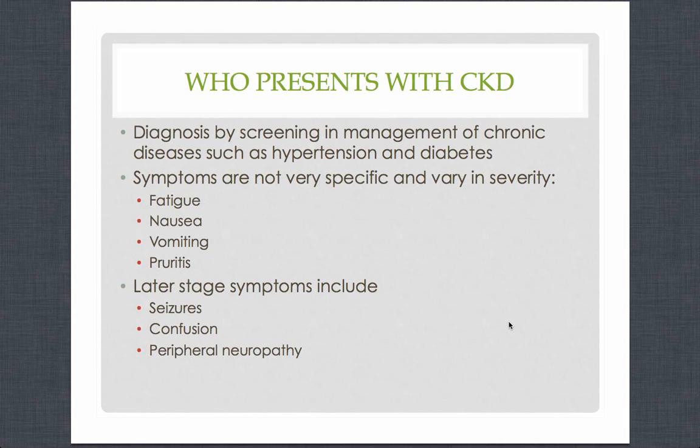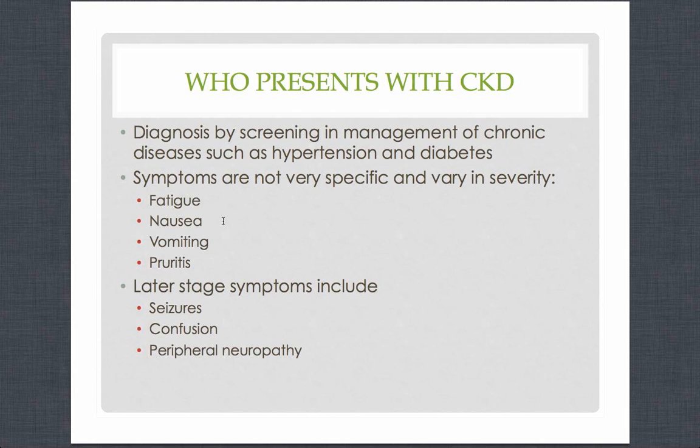These are some symptoms of people who have chronic kidney disease. Symptoms include fatigue, nausea, vomiting, pruritus or itching, and then later stage complications include seizures, confusion, and peripheral neuropathy. Notice these are pretty generalized symptoms. These are not specific to chronic kidney disease. These are symptoms common of many, many different conditions.